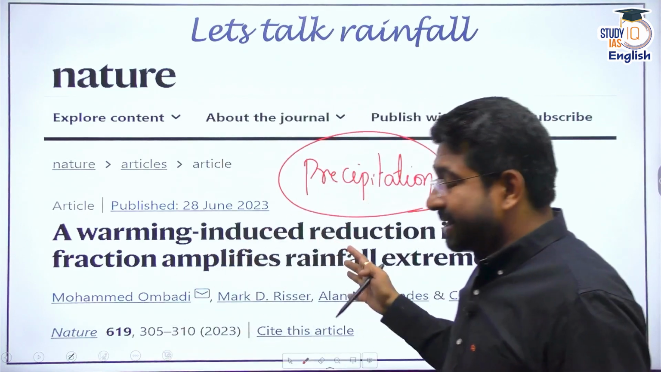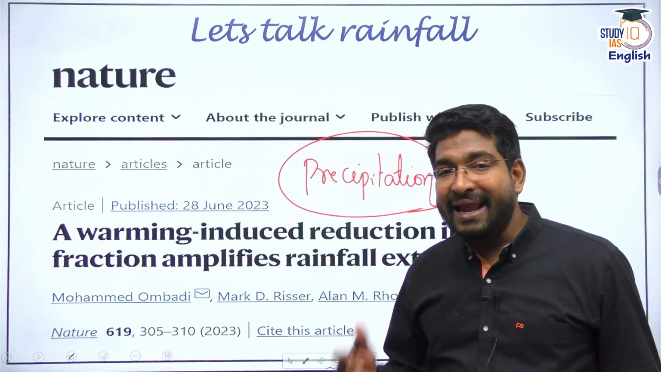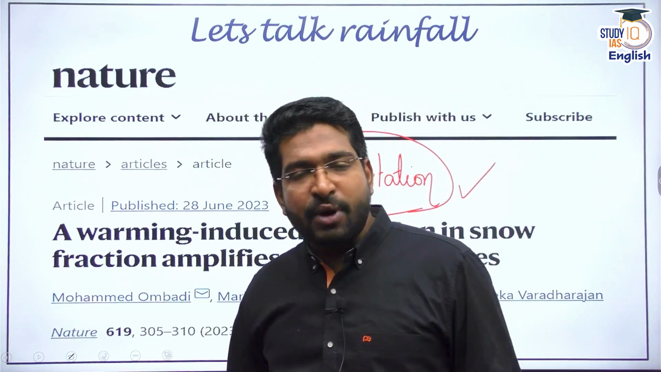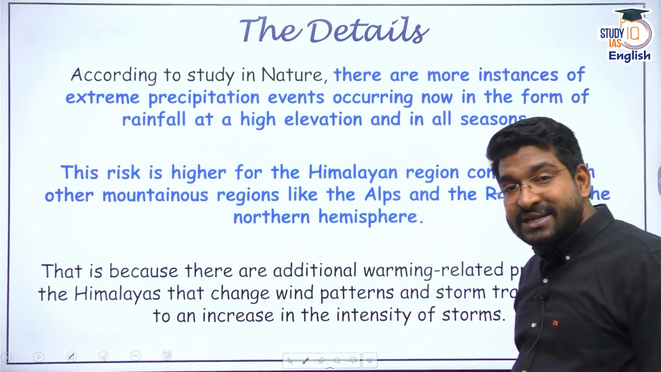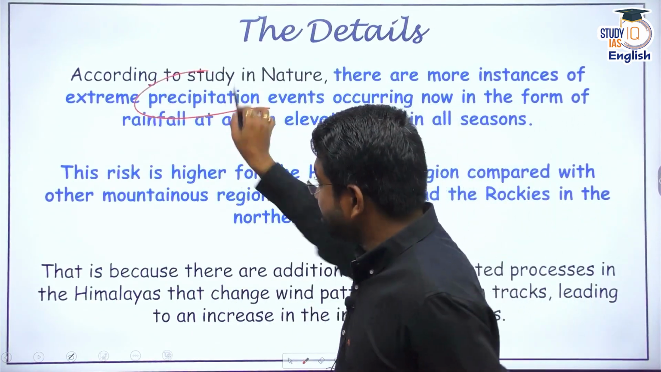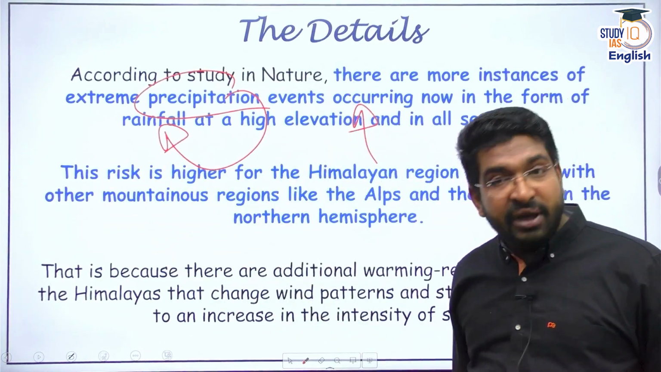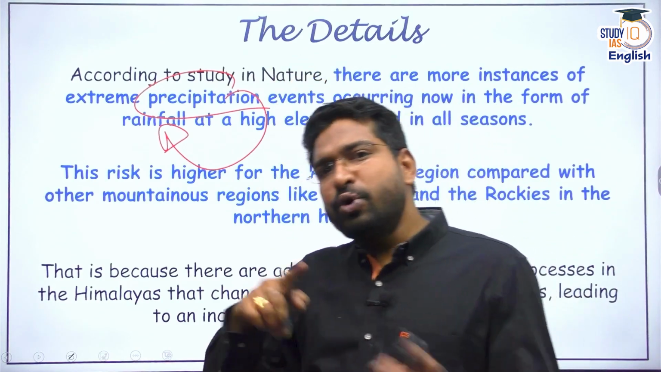But this paper, it gives a very grim picture. This paper has analyzed precipitation patterns not just in Himalayas, but in other mountain ranges as well. And they have highlighted that there have been incidences or cases of extreme precipitation in form of rainfall at higher elevations, meaning the snowfall has reduced there. And there is one more peculiarity.